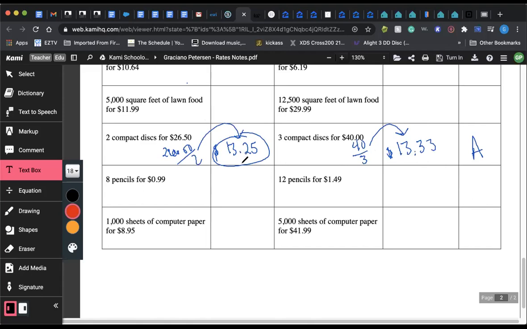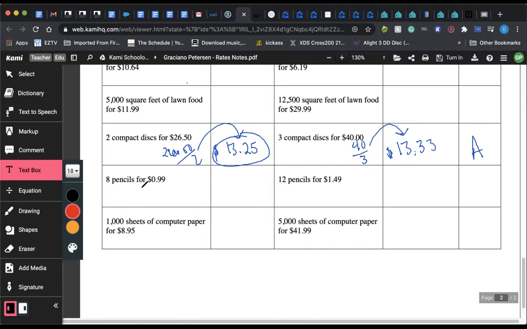I mean, not that anybody's buying CDs anymore, but 13.25 would be the lower price. Definitely haven't bought a CD in years.